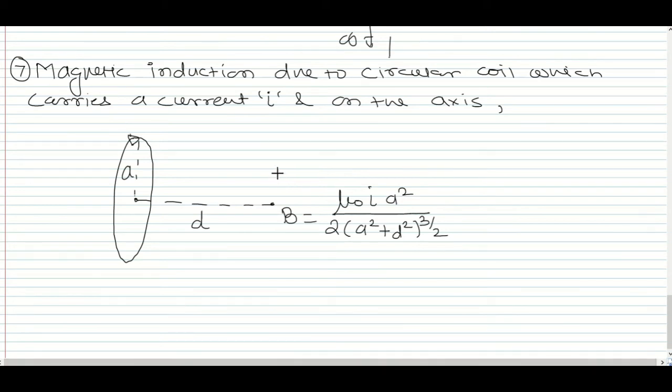So don't remember only one formula, and that is in terms of magnetic moment. You can actually find it by just multiplying pi over here and pi over here. So pi a square will become the area, I into a will be the moment, what is called the magnetic moment. But that is not needed, you just have to remember this formula: mu naught I a squared divided by twice of a squared plus d squared whole raised to 3/2. So this is for a singleton.